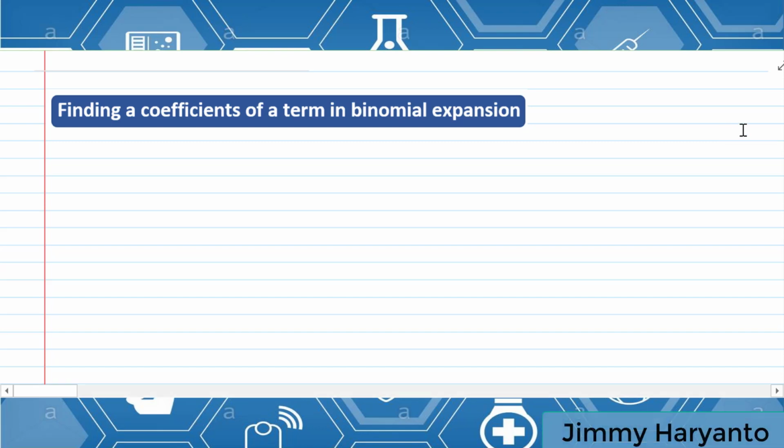Okay, hi guys. Today I want to teach you how to find the coefficient of a term in binomial expansion. This section will be talking about specific terms. Okay, example 1. Find the coefficient of x squared in (1 plus x) to the power of 5.